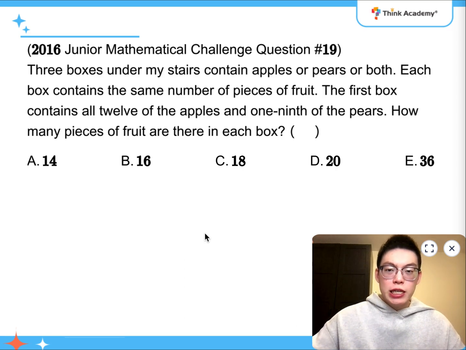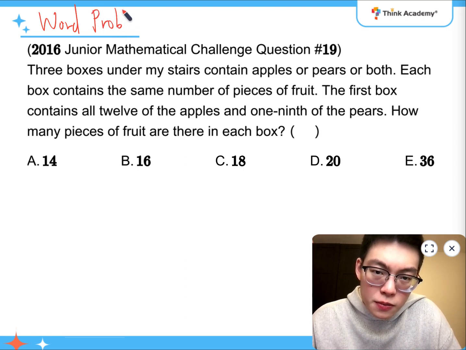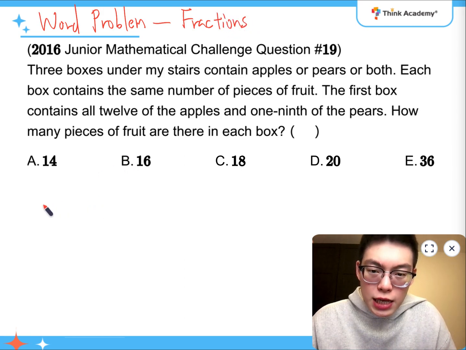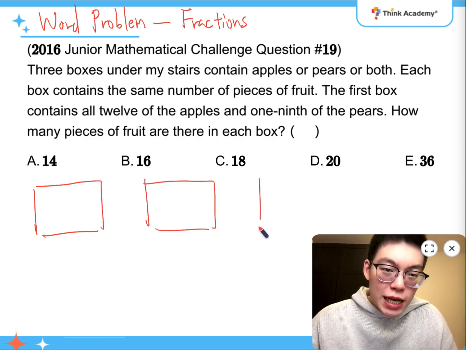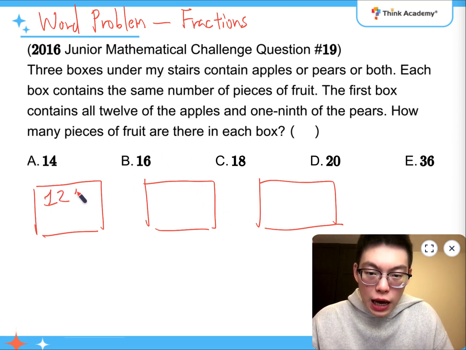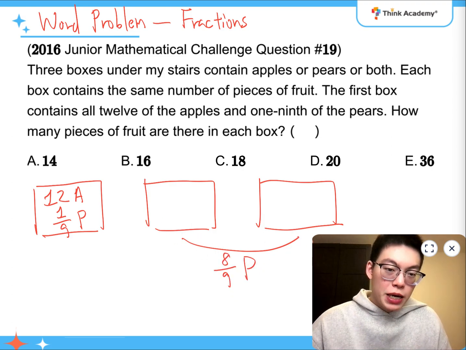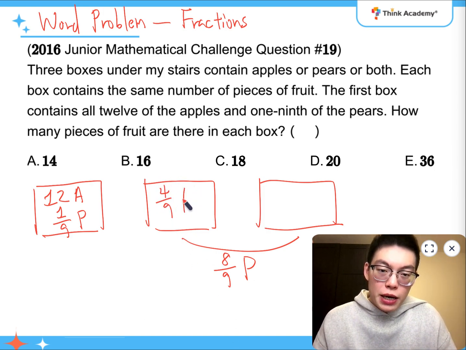And then for question 19, it is a word problem on fractions. It says that there are 3 boxes which all contains the same number of fruits. The first one is having 12 apples and a 9th of all the pears, which means that in the other 2 boxes there will be 8/9 of the pears combined, which means that each of them is going to have 4/9 of the pears.